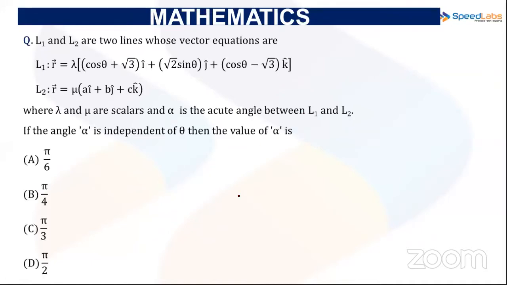All right. So this is your second question. I'm giving you the first 2 minutes to solve this question. All of you please attempt it. So L1 and L2 are two lines whose vector equations are given to you. L1 is this, L2 is this. Lambda and mu are scalars and alpha is the acute angle between L1 and L2. Now if alpha is independent of theta, then you have to find out the value of alpha.